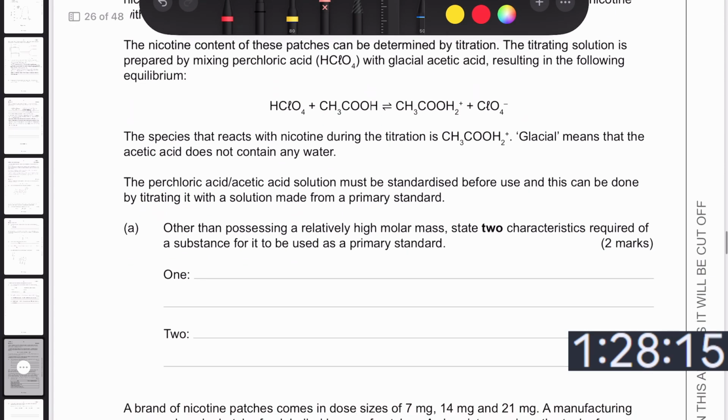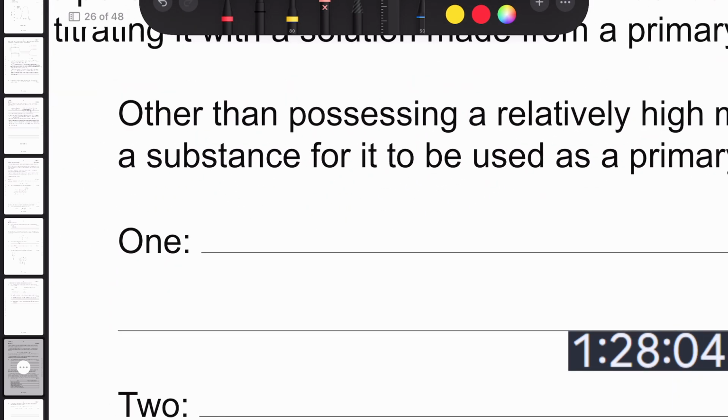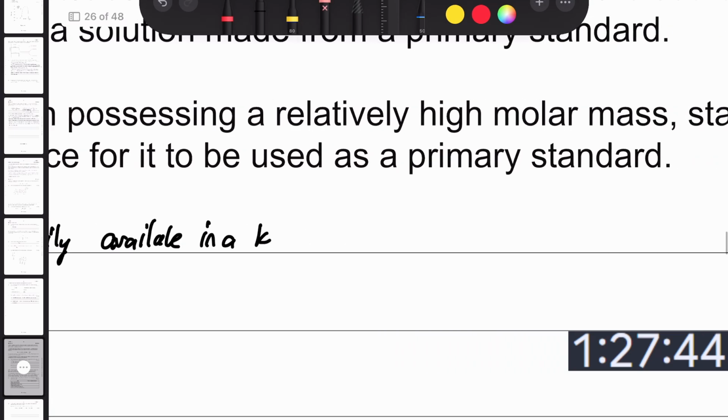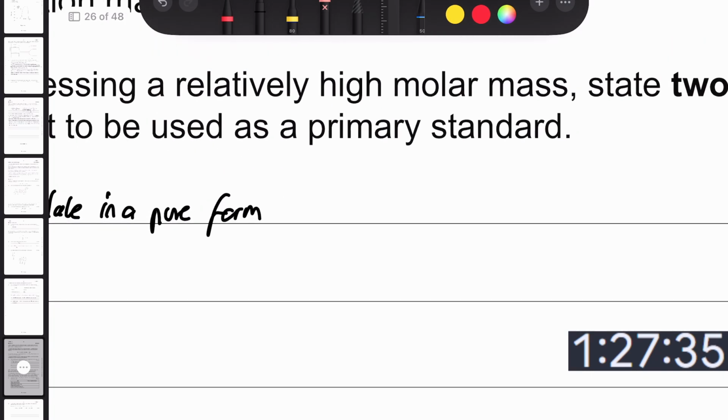Other than possessing a relatively high molar mass, state two characteristics required of a substance for it to be used as a primary standard. So it needs to have a known, readily available pure form, a known percentage purity.